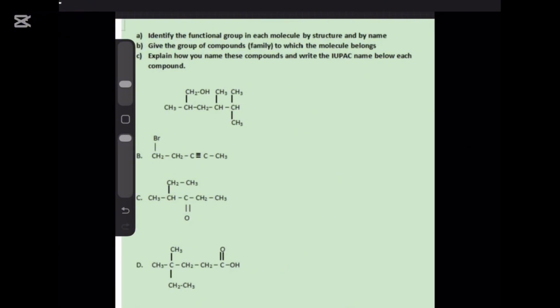So start from the first compound. The functional group is OH, and the name for that is hydroxyl group. The molecule belongs to the family of alcohol. To name this compound, I have to identify the longest carbon chain, which is here. And there are 6, so we write hexane. And we replace the E with OL because it belongs to the alcohol group.